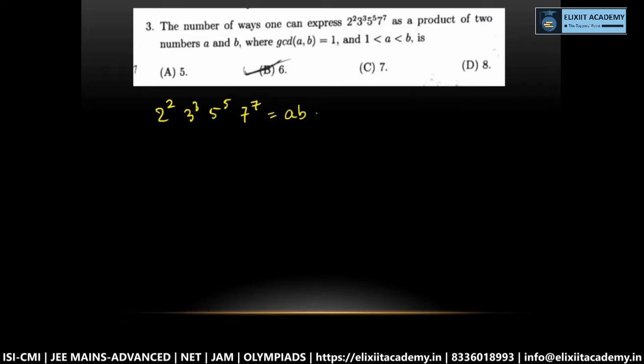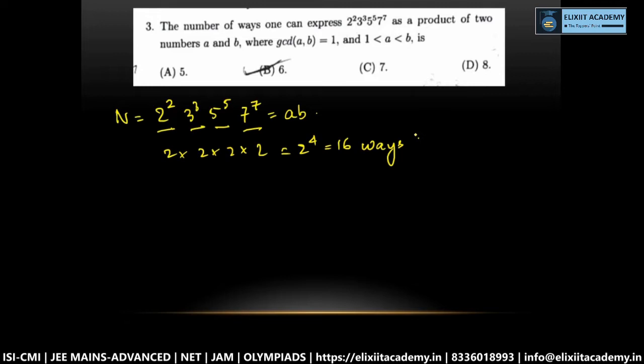Let's take this number to be n. Basically, for this 2 square, for this 3 cube, similarly for this 5 to the power 5 and similarly for this 7 to the power 7, we'll have two choices each, right? So we have two choices for each of these four. That's 2 to the power 4, so that's 16 ways in total, but there are certain other conditions as well.